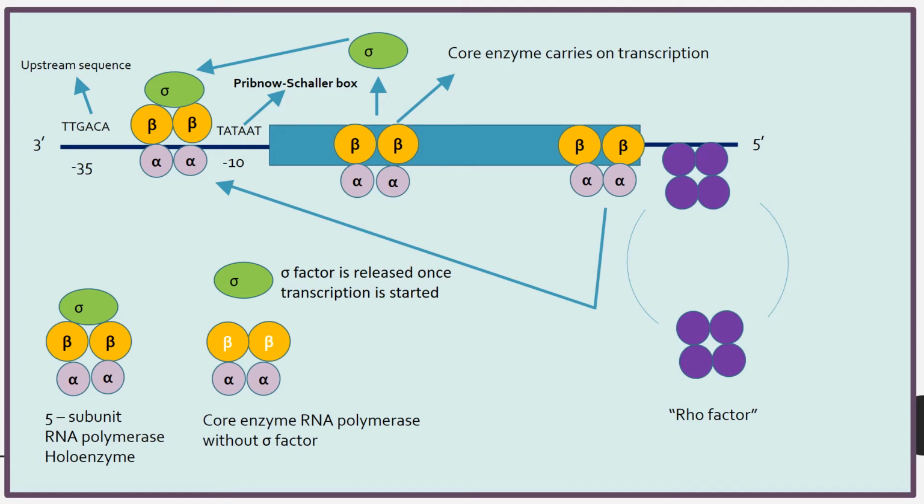RNA polymerase is an enzyme which can add RNA nucleotides from 5' to 3' direction. And this RNA polymerase has 5 subunits: 1 sigma factor, 2 beta subunits, and 2 alpha subunits. The sigma factor can dissociate from the rest of the RNA polymerase. This remaining enzyme, RNA polymerase without the sigma factor, is called the core enzyme.